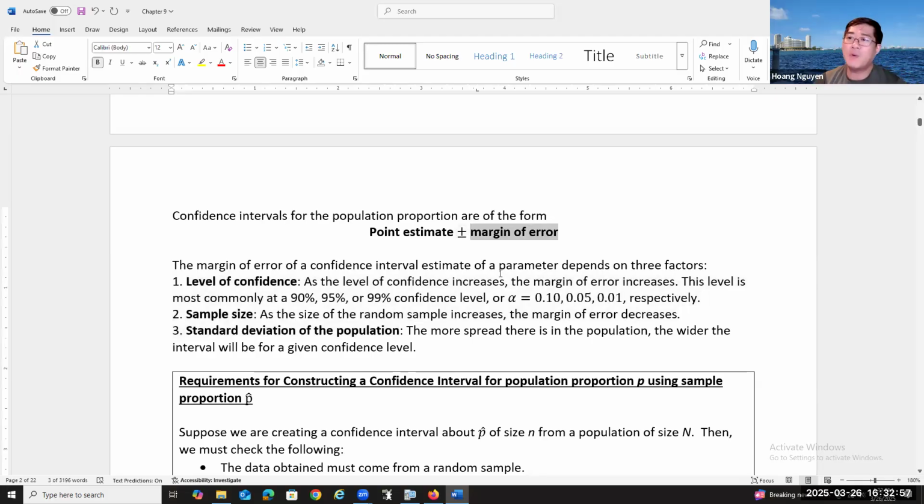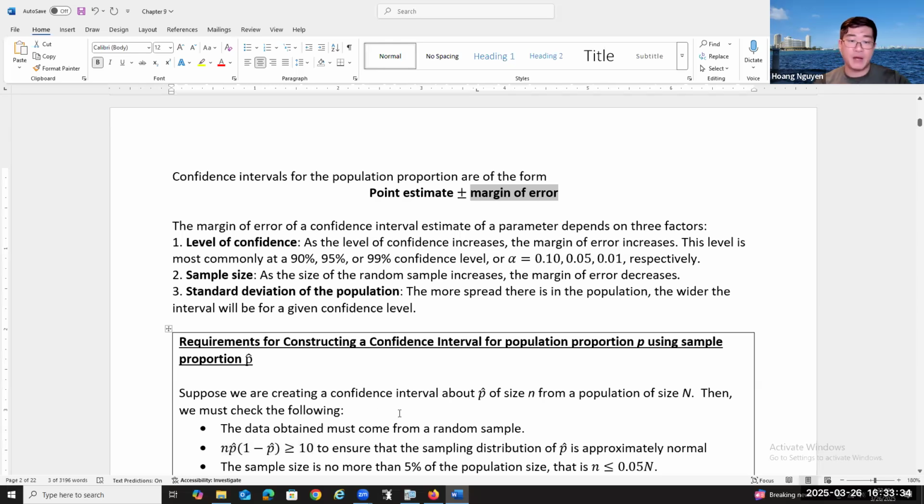Okay. So after we know the point estimate and the margin of error, now we can put everything together, and we are ready to talk about the calculation of the confidence interval to estimate the population proportion. Before we can actually work on the confidence interval, you have to check the conditions, make sure everything is good before we proceed.